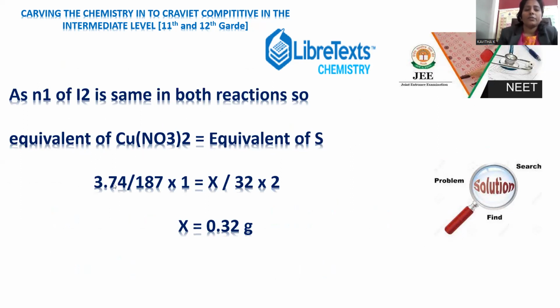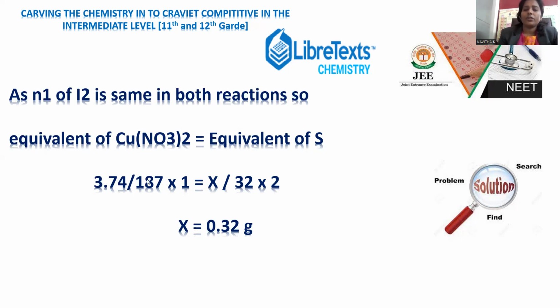Okay, for that purpose, you may take weight by gram molecular weight into number of moles. The weight of copper nitrate is given as 3.74. Molecular weight of copper nitrate is 187. Number of moles taken is 1. The equivalent of sulfur is to be determined. The weight of the sulfur is not known to you. You need to estimate this one. The atomic number of sulfur is 16, we can multiply so that its atomic weight is given, that is 32. And the number of moles participated will be 2.